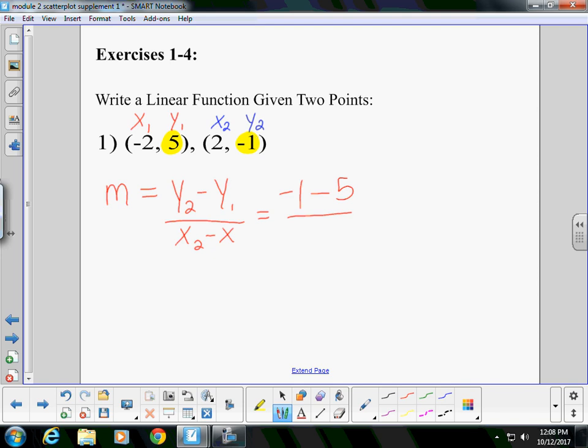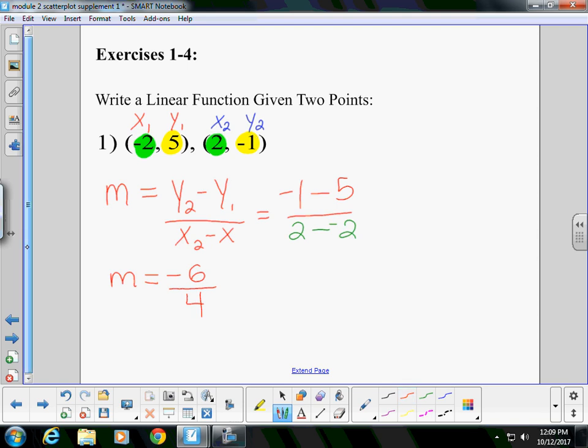And then on the bottom, I'm going to plug in my x's. So on the bottom, I'm going to plug in the 2 and the -2. And be careful with the signs. So on the bottom, I'm saying 2, and then minus, that's what our formula says, minus -2. And then I'm going to calculate that. So the slope equals -1 minus 5 is -6, divided by 2 minus -2. Well, minus a negative is a plus, really, so that's 2 plus 2, so that comes out 4.